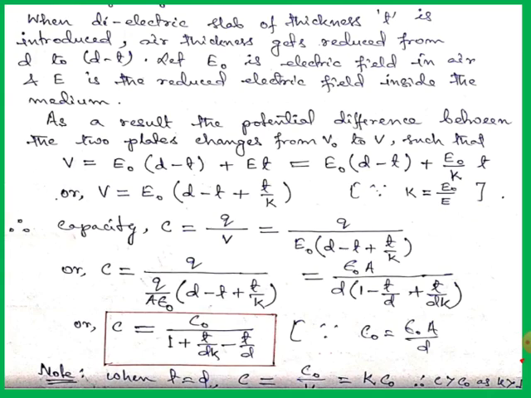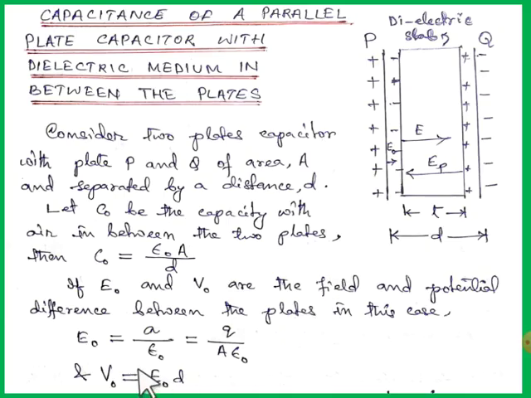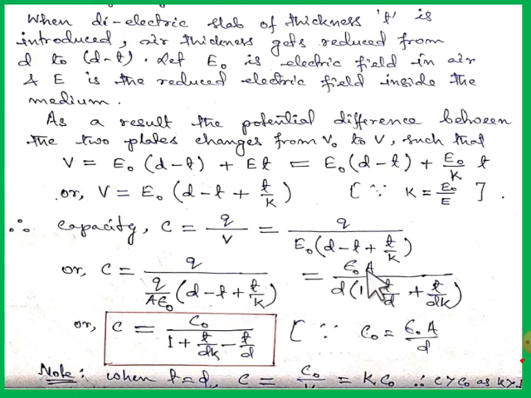In that previous slide you will find that E naught is equal to Q by A epsilon naught. So the capacitance before the introduction of this dielectric medium, let's take it as C naught, which will be equal to epsilon naught A by d, right? So in that last expression, epsilon naught A by d will be replaced by C naught. Got it? And in the denominator it will be what is there within the bracket.